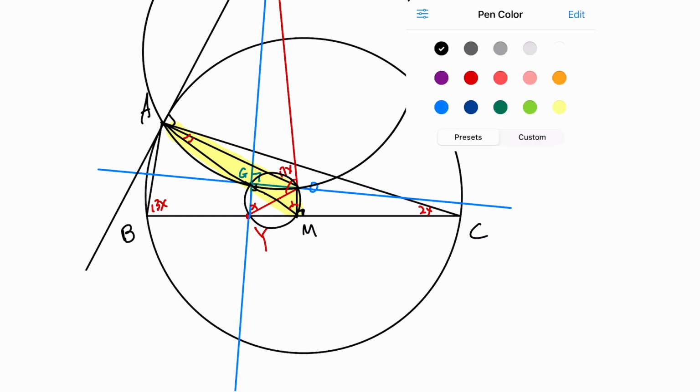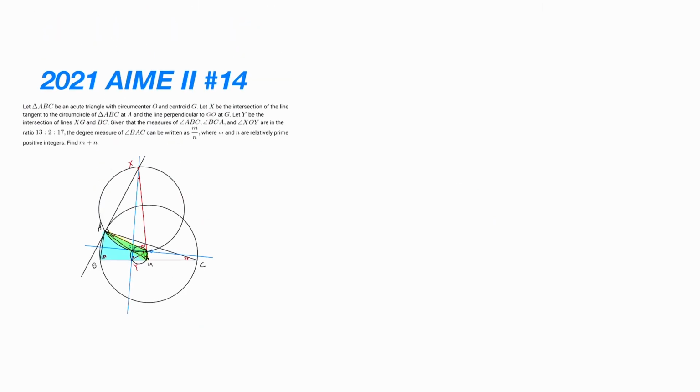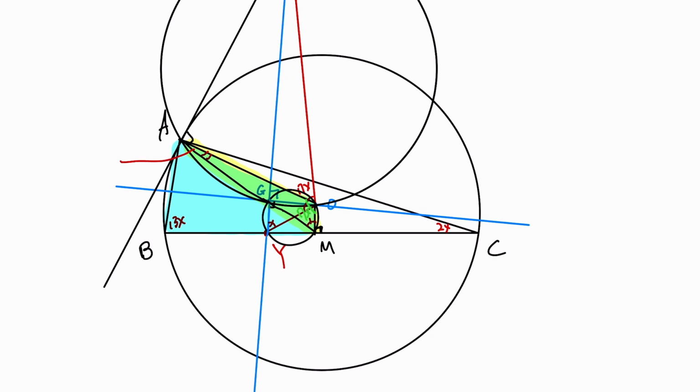Let me change to another color. We know that this angle here is 17x. Now, if this is 17x, let's take a look at our quadrilateral ABMO, this quadrilateral over here. We technically don't know them, but we have expressions for three of the angles. So this angle is 360 degrees, because that's the sum of the internal angles of a quadrilateral, minus this 17x minus 13x minus this 90 degrees. So that is 270 degrees minus 30x.